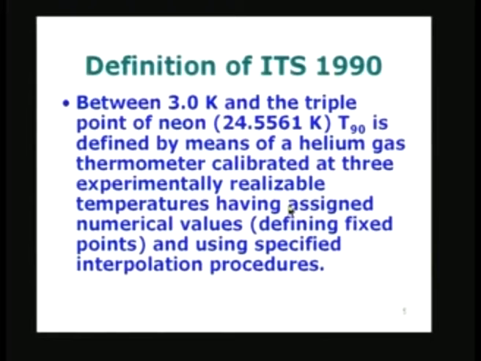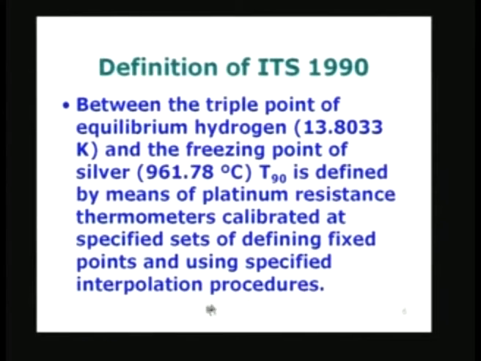And it also specifies what kind of fixed points have to be used, and what is the interpolation procedure that has to be used. It is also specified by the ITS 90. And between the triple point of equilibrium hydrogen, hydrogen occurs in ortho and para forms, and the equilibrium hydrogen contains the two forms of hydrogen in the equilibrium proportion, and that is what we mean by triple point of equilibrium hydrogen, and it is 13.8033 Kelvin.